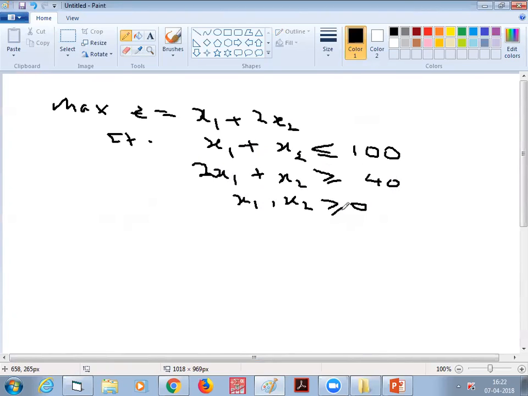Okay. So how do we put this in standard form? Well, if you remember, for less than or equal to constraint, we add a slack variable. For greater than or equal to constraint, we subtract a surplus variable. Right? Now, did I tell you about artificial variables also last time? For the moment, let's pretend that we didn't know about artificial variables. I'm going to show you why we need them. I'll go directly to the table and show you this.